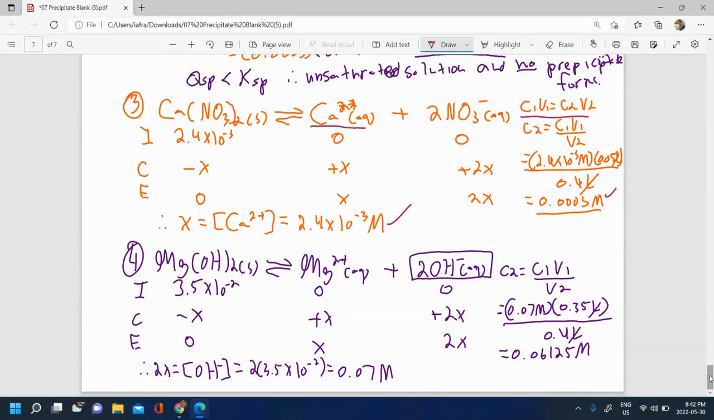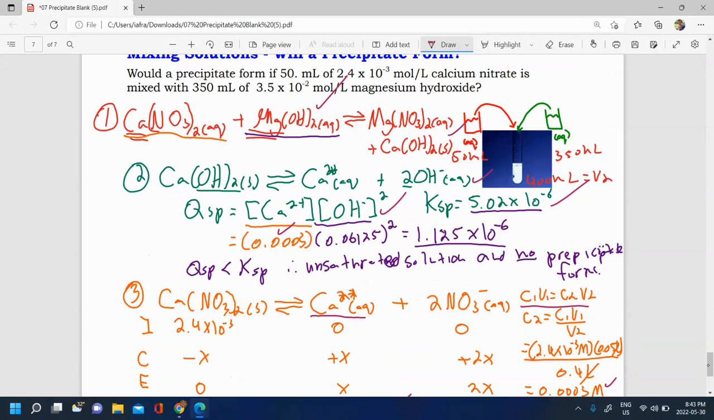We then did the same process for magnesium hydroxide, but we didn't care about the magnesium. We cared about the hydroxide, which is the 2x. So be careful here. Don't forget to multiply by 2 because you're looking at 2x here. And then you still need to use your dilution formula to figure out your final concentration in the new solution. And then you can plug that in to your QSP expression. And don't forget that squared term there. That's important because you have two OHs. And so that results in this QSP over here, which you can compare to our KSP.